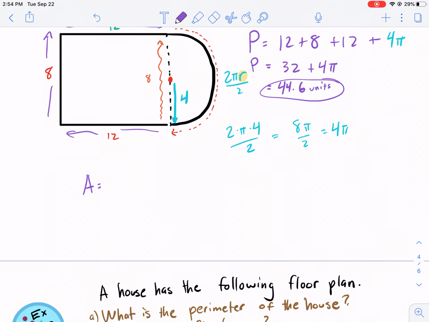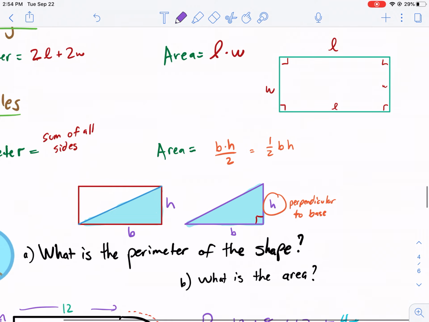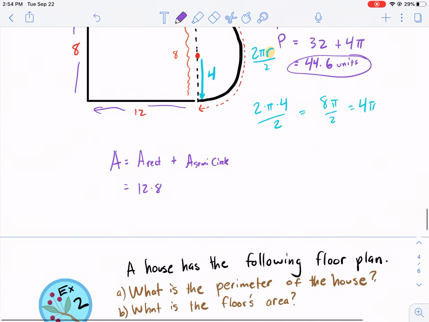So area is going to be equal to the sum of the two shapes. So we need the area of the rectangle plus the area of the semicircle. Okay, so the area of the rectangle is easy. We do 12 times 8, length times width. Okay, we refer to this formula here. Area equals length times width.